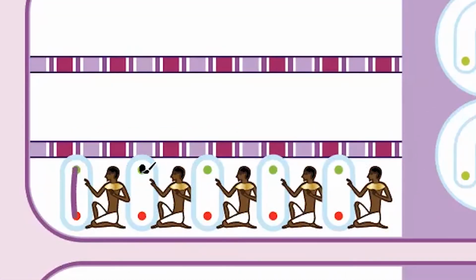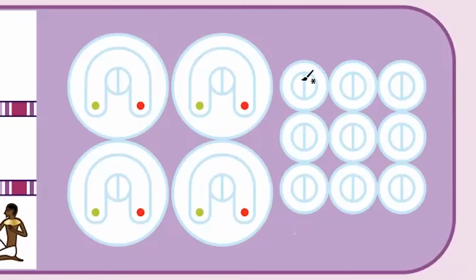1, 2, 3, 4, 5. 5 villagers. So then we're going to trace 5 units on the right. 1, 2, 3, 4, 5.